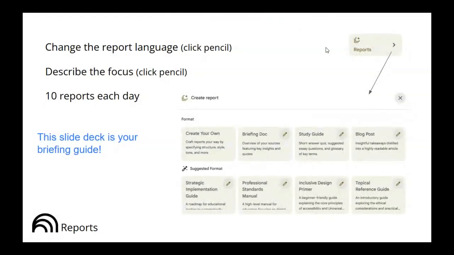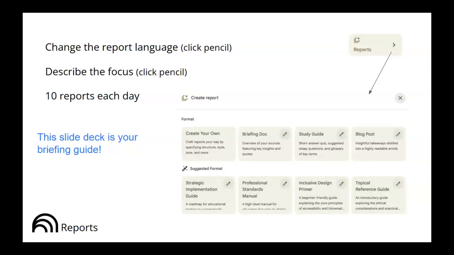Reports. Reports are also very interesting. With the reports, when you drop down the caret, you can see there are a number of different reports. You could do a create your own, a briefing doc, a study guide. If you blog, you could do a blog post, an implementation guide, a manual, or so on. And again, when you click on the pencils, you can define even further what you want it to work on.